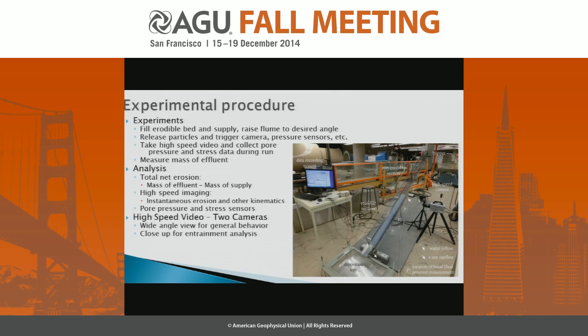a couple high-speed cameras, pore pressure sensor, and stress sensor. These are all set up in such a way that we have them time-linked so that we can see what's happening with pore pressure or whatnot as compared to how far into the flow we are. And we also measure the mass of the effluent out. So with that, we can be finding out about total net erosion, and also with using our high-speed imaging to get data about the instantaneous entrainment and other kinematics, and then also getting data about pore pressure and the stress sensors. With our high-speed camera, we've got two cameras, one for a wide-angle view for the general behavior of the flow, and another for a close-up for entrainment analysis.